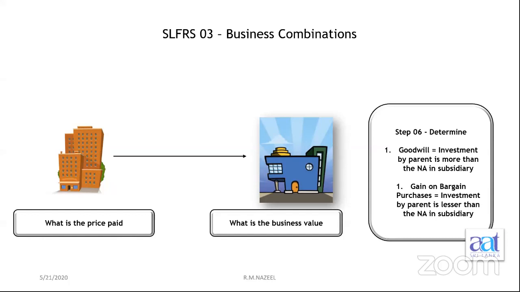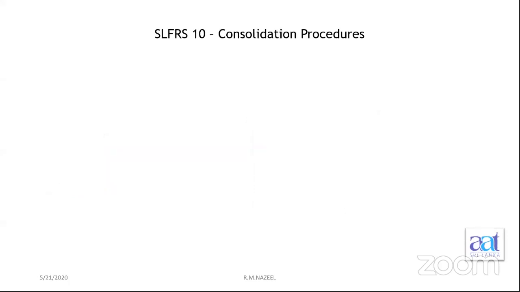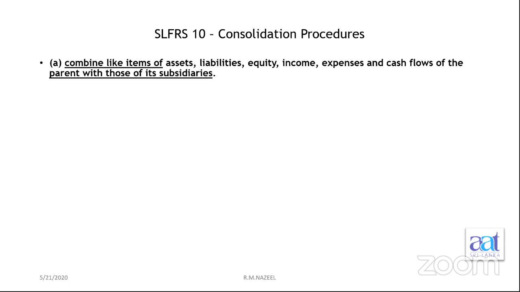Okay. Now, the next one is SLFRS 10, which talks about what happens after you do a business combination. What are the things you need to do to prepare the consolidated account? After you do the business combination, what do you need to do additionally to prepare the consolidated account? So you can see the steps. First step, very important: combine the assets and liabilities of parent and subsidiary.